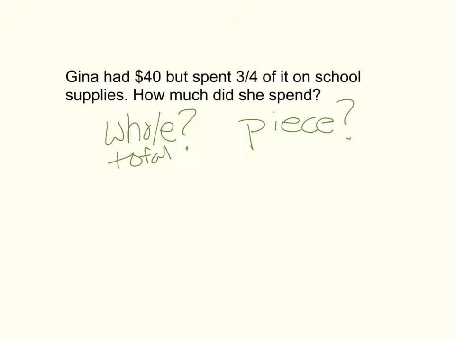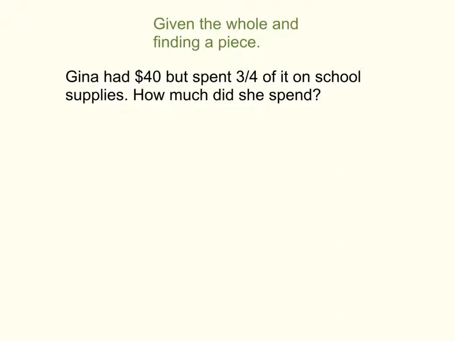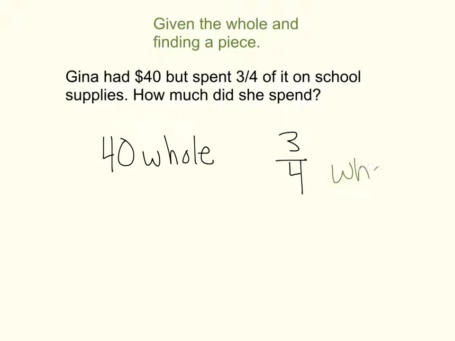In this problem, we were given the whole, and we're finding a piece. So I know that 40 is my whole, or the total money she had, and she gave away 3/4. Remembering that the denominator represents the whole and the numerator represents the piece.